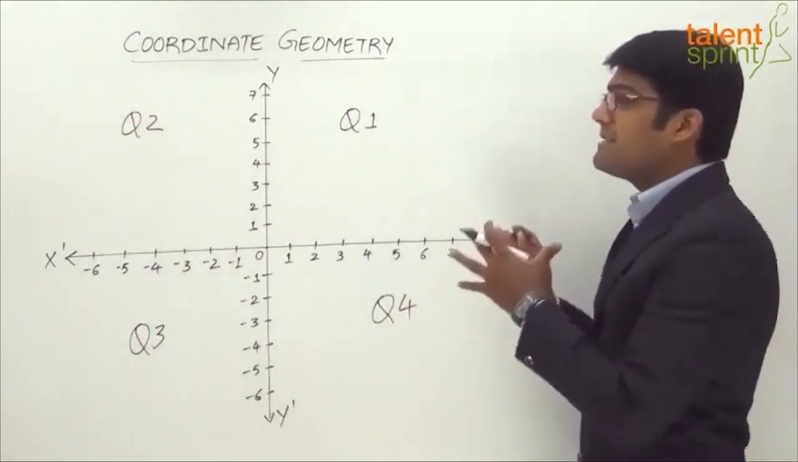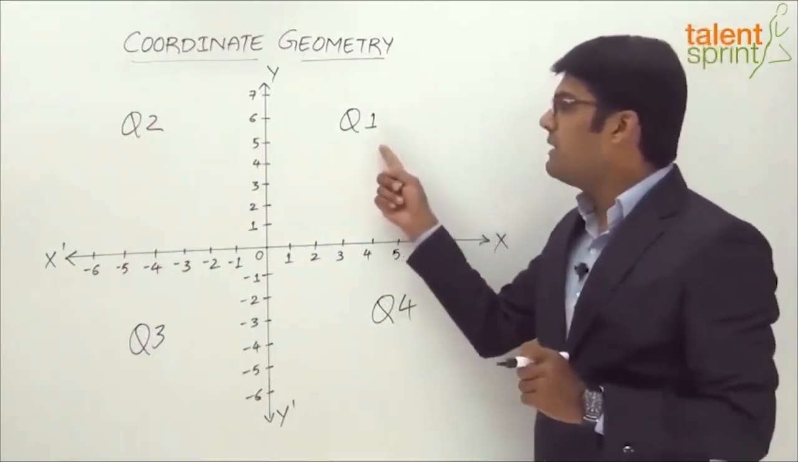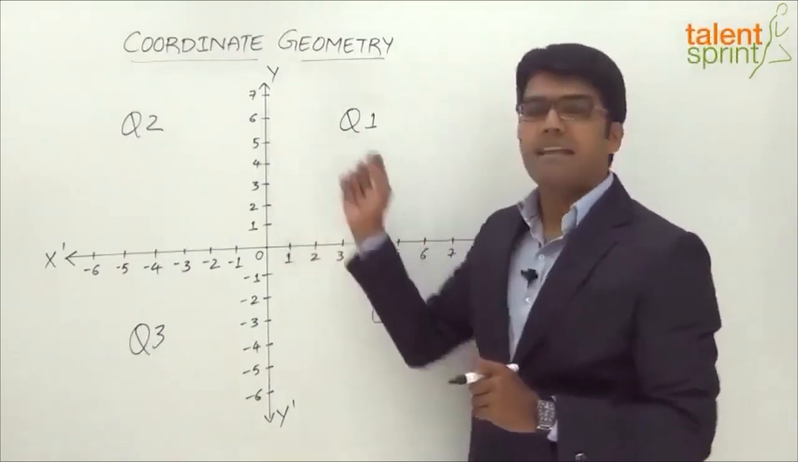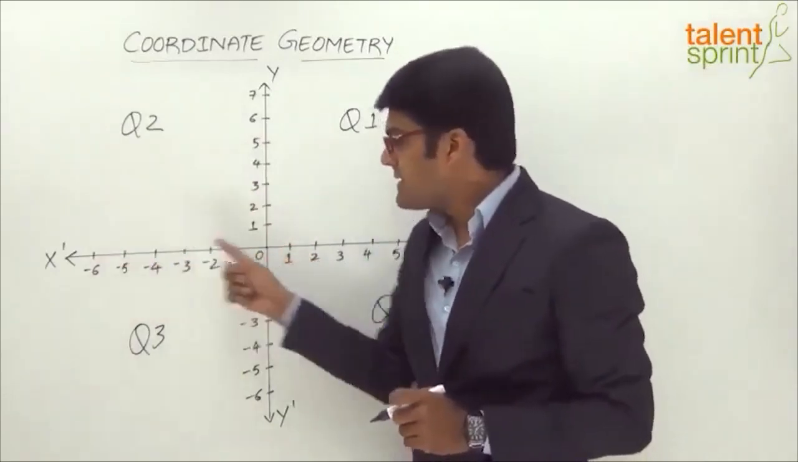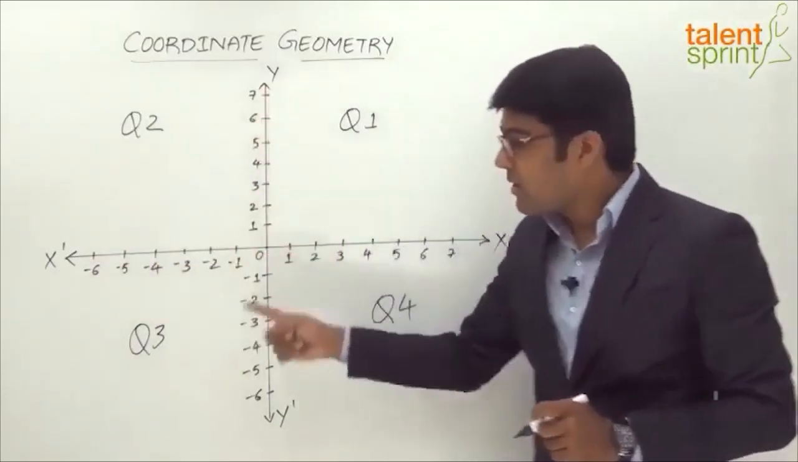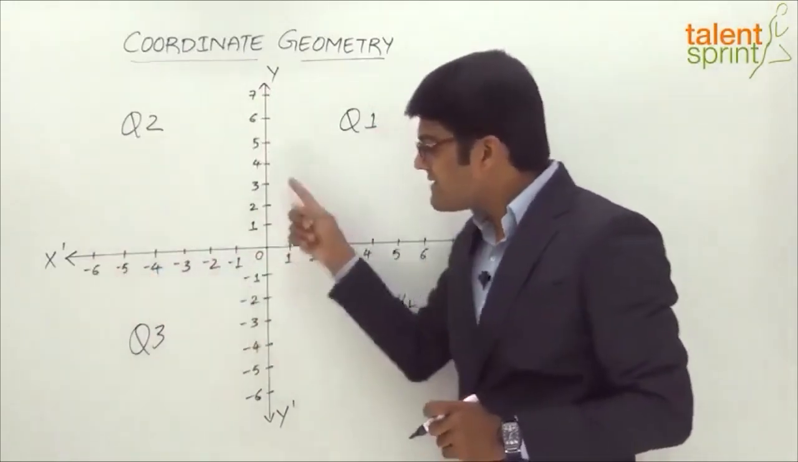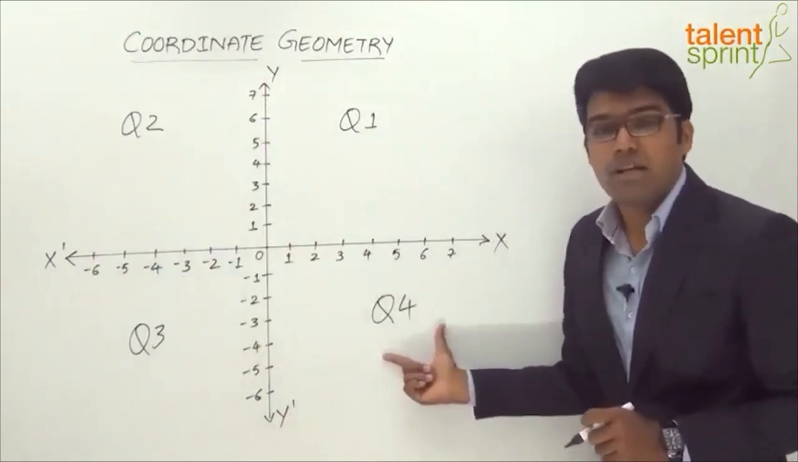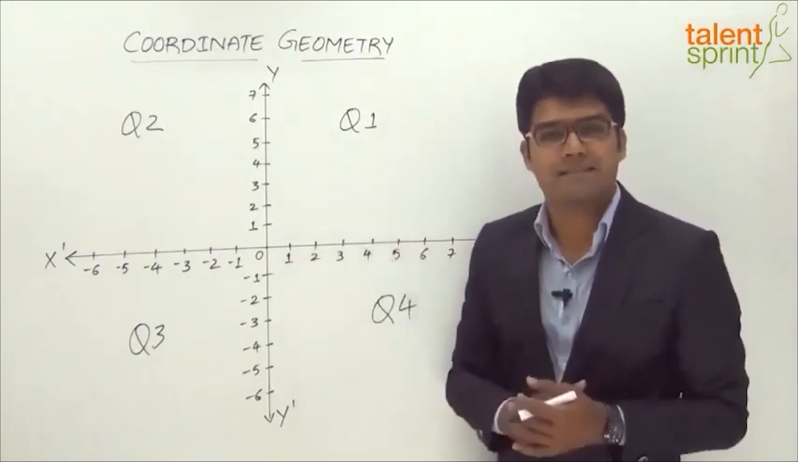Now what is the difference in each of these quadrants? If we observe in quadrant number 1, we find that we have got the positive x-axis and the positive y-axis. In quadrant 2, we have negative x-axis with the positive y-axis. The quadrant 3 covers the region which is described by negative x-axis and negative y-axis. Whereas the last quadrant, quadrant 4, covers the region described by positive x-axis with negative y-axis.